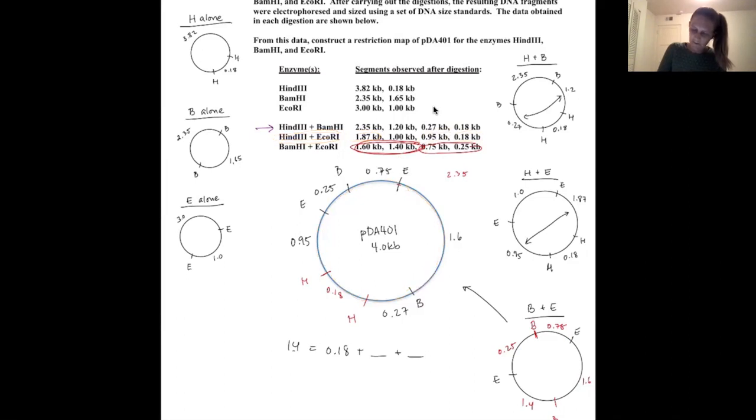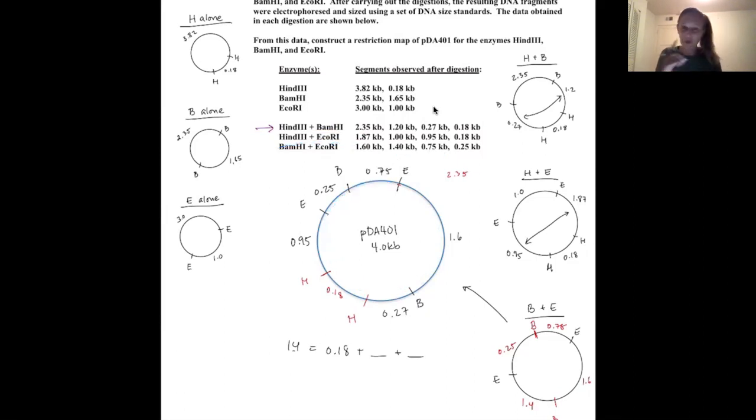All right. And now we're going to do the last one and just double check that it's all good. And this is going to be our BAM eco. So BAM eco should give a 0.75 and a 0.25. And then we should get this fragment, which is 0.27 plus 0.18 plus 0.95, which is our 1.4, check. And then we have our 1.6 over here. So this is the correct map.